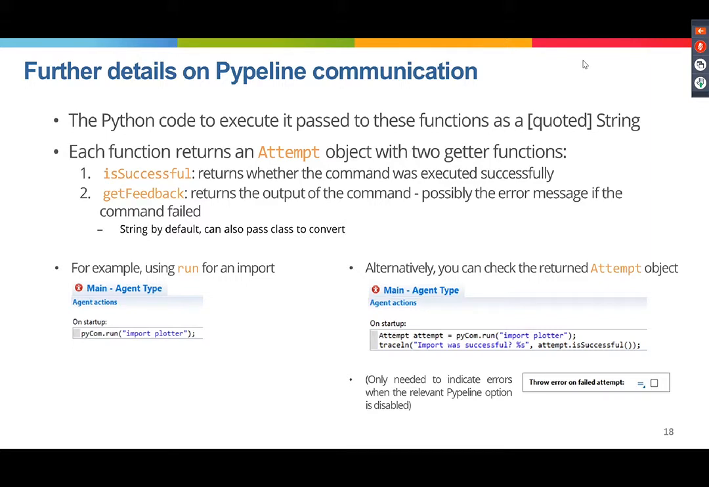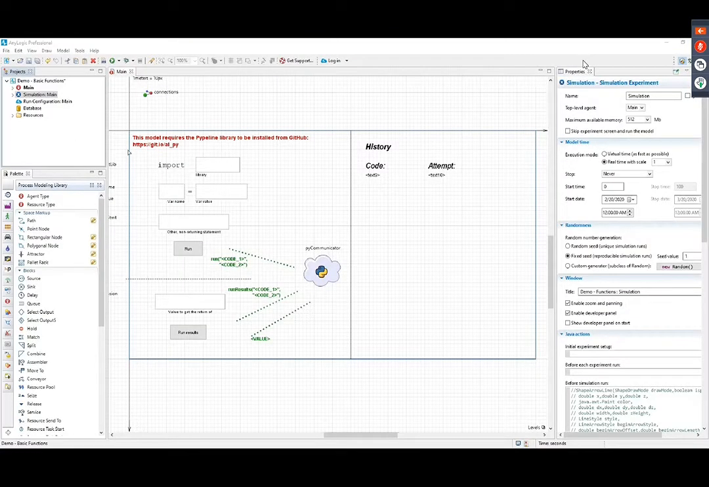So to show an example of this, let's run a few statements. Let's import the random library and then set a new variable in Python called x and assign it to a random number between 1 and 10. If you go ahead and press the run button, what you'll see is that it calls the run function of the PyCommunicator object, passing in the code that you want to execute within a string.